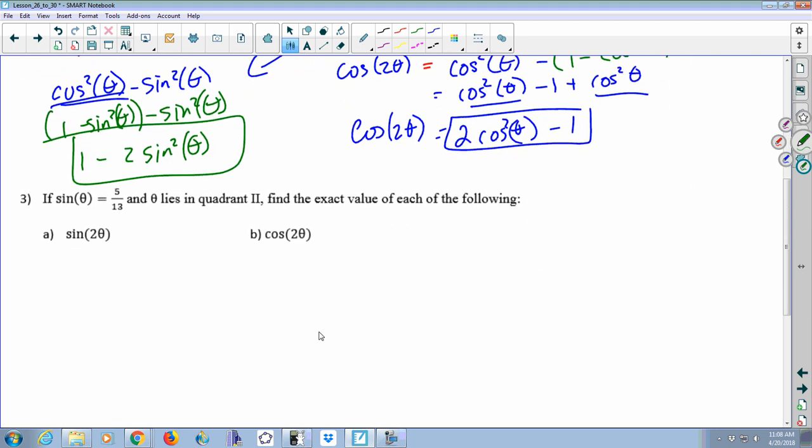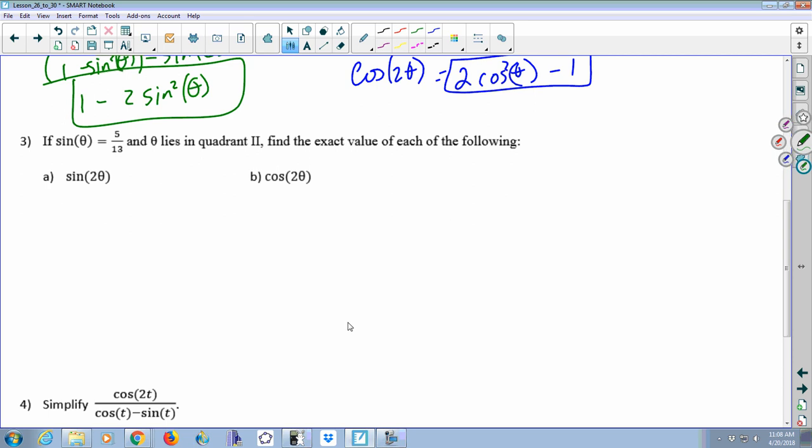All right, let's see how we can use them. So if sine of theta is 5/13 and theta is in the second quadrant, this is very similar to the problem we did from your lesson activity, right? Number 4, was it?